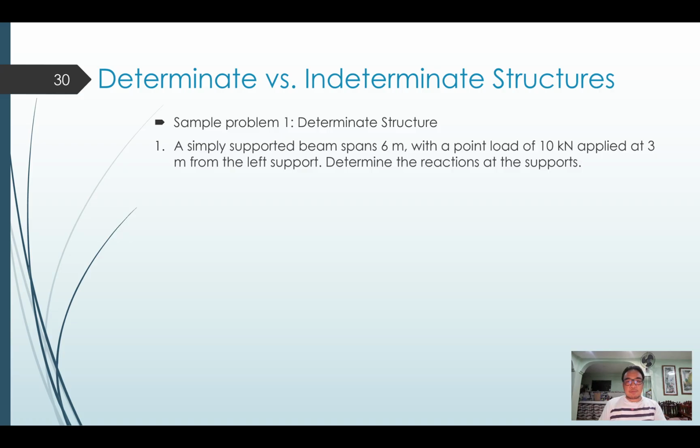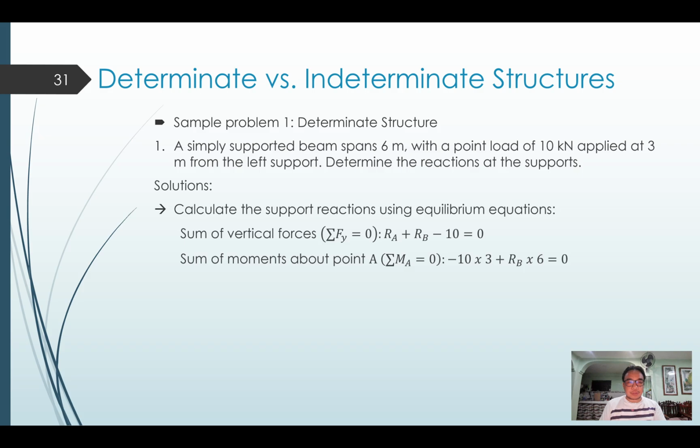Now, an example problem regarding determinate structures. A simply supported beam spans 6 meters with a point load of 10 kilonewton applied at 3 meters from the left support. Determine the reactions at the supports. Solutions. Calculate the support reactions using the equilibrium equations.